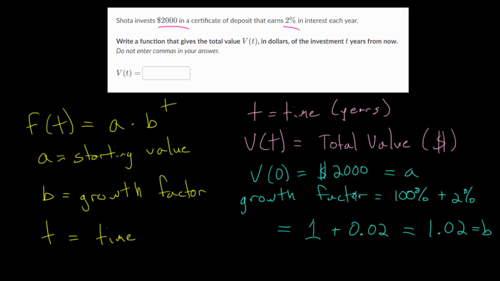So let's put all this together now and create a formula. Based on our general formula, we figured out a and b, and t is just our variable, our time. So we have that v of t is equal to our starting value, 2,000, multiplied by that growth factor, 1.02, all raised to the t power.